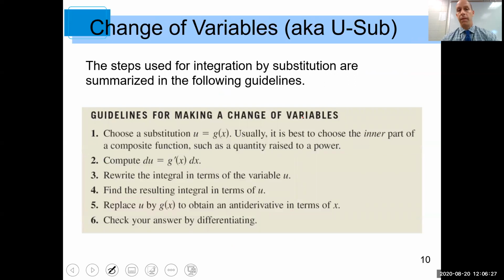So this is the correct answer. Okay, here are some guidelines for you to look at if you feel rusty on U-sub. I'm not going to read through all of these with you. This is the step that if I was taking a quiz or a test and I had time, I would make sure I don't forget to check it.